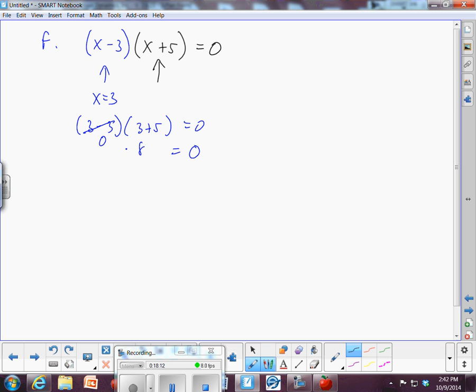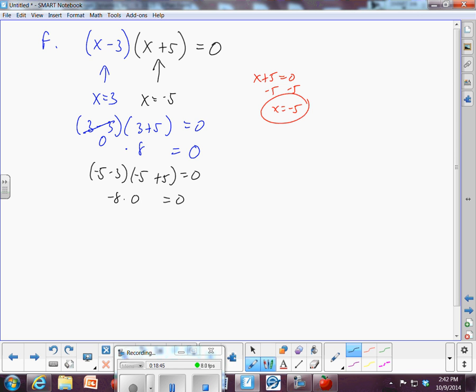However, what would make the second quantity 0? And I hope you say when x equals negative 5. Again, if you can't do that in your head, you go off to the side and make your little equation and solve it for the variable, right? So again, what are we saying? We're saying if the x's were negative 5, then you get 0, because you get negative 8 times 0, and sure enough, that's 0.